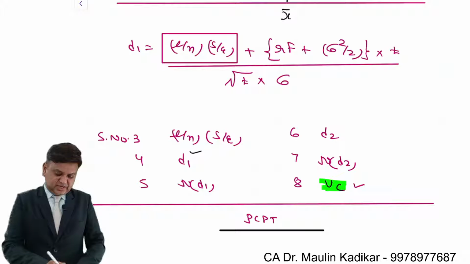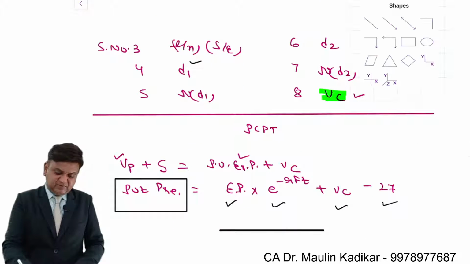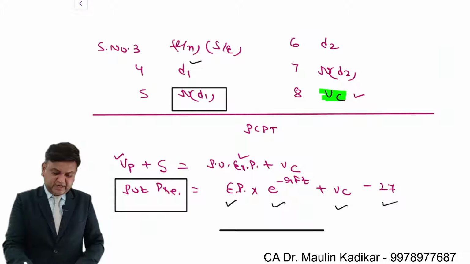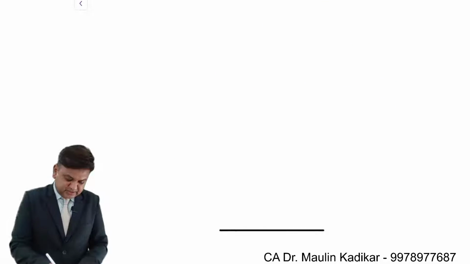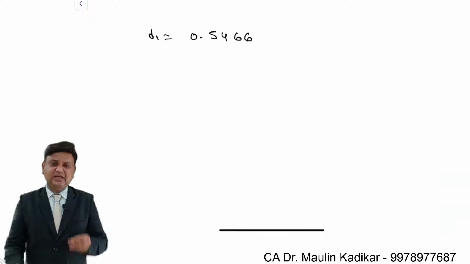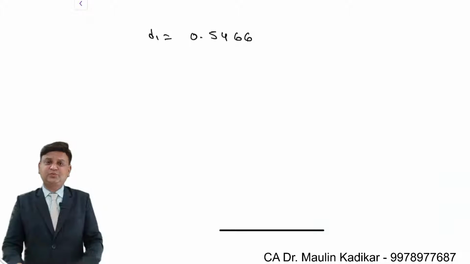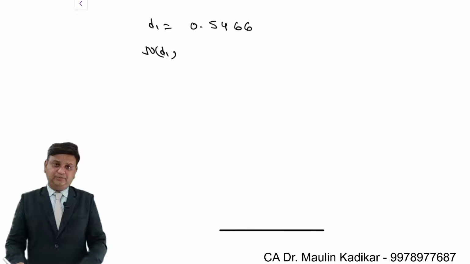For D1 calculation, I have told you the formula. For D2 calculation also similar value is there. As far as the ND1 and ND2 is concerned, for calculation of the same, how to make the calculation, that I am giving explanation to you now. Suppose the D1 value is, I am taking just a random value, suppose it is 0.5466. Then based on that, how to make calculation of ND1, that I am explaining to you.